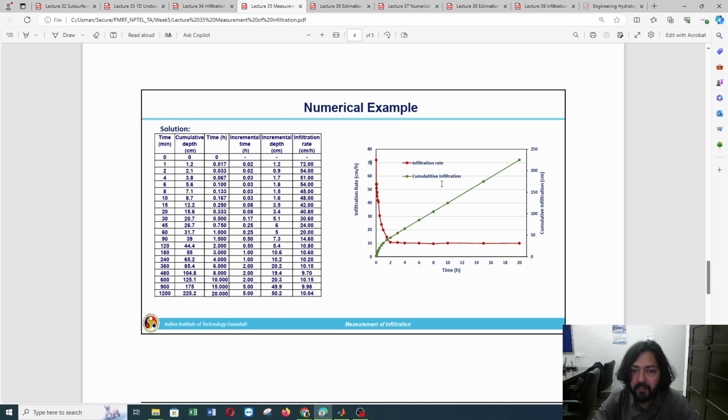The next is cumulative infiltration. Cumulative infiltration is nothing but the average data set, whatever data set was given to you, this second column, they have just plotted this. The main answer that they have asked was to plot infiltration rate. So the red curve is the required one here.